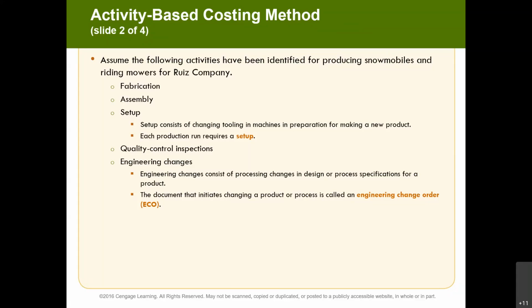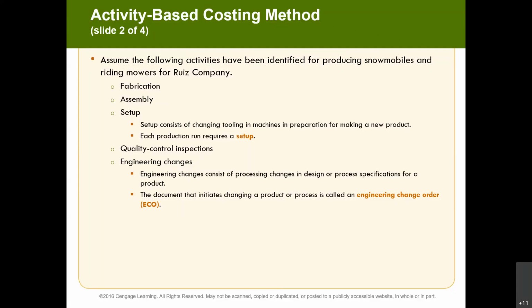There's the setup. The setup consists of changing tools and machines in preparation for making these products. Each production run requires a new setup. In other words, you have to retool every time that you do a product run. You've got to fine-tune your machines, re-oil them, clean up the shop for a new run, this type of stuff. That's all within setups.